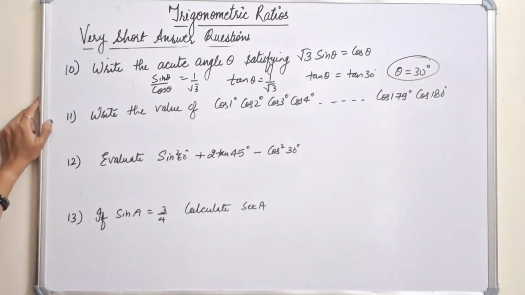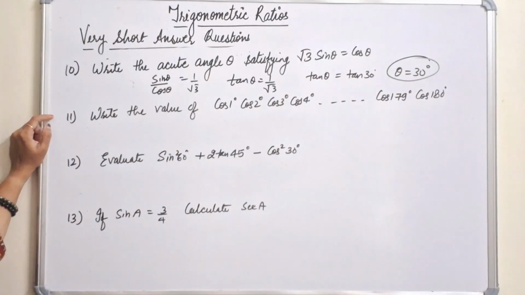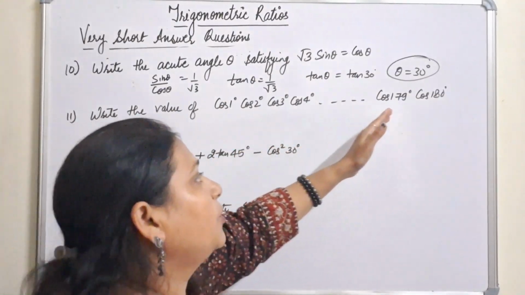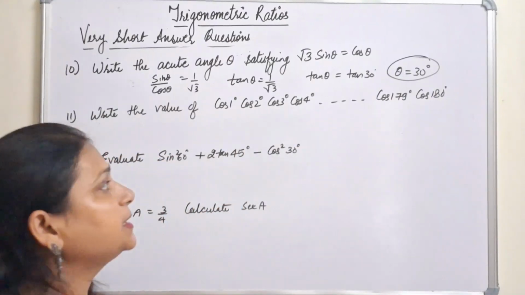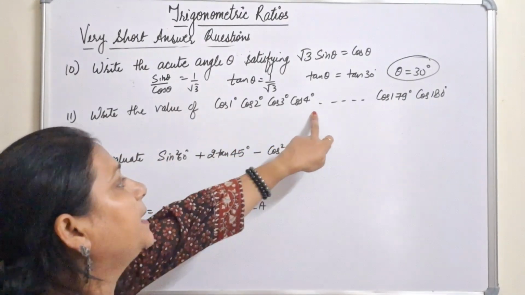See, question number 11 is very interesting. Write the value of cos 1, cos 2. बच्चे घूम जाएंगे इसमें. Cos 3, cos 4 and so on up to cos 179, cos 180. आप लोग सोचेंगे ये सारी वैल्यूज तो हमें सिखाई ही नहीं है, और ये सब क्या है, मल्टीप्लिकेशन में है.